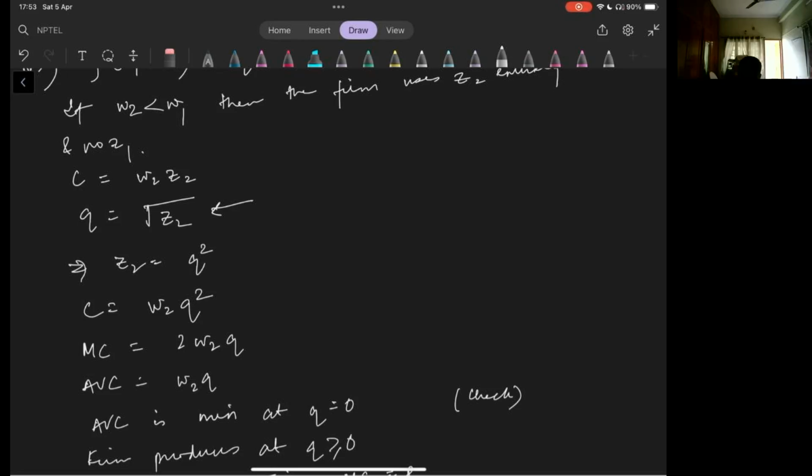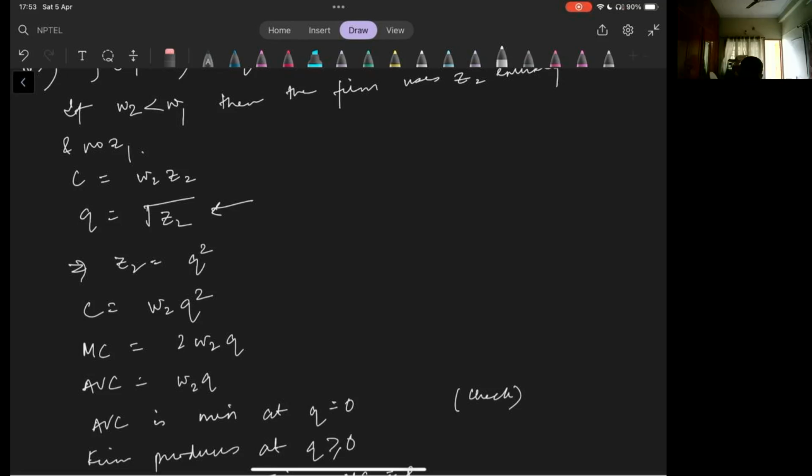I was completely new to this thing. When you wrote C equal to W2 Z2, I don't know how we are getting this. Can you please clear it? How do you get the cost function? No, I'm asking you, how do you get the cost function?